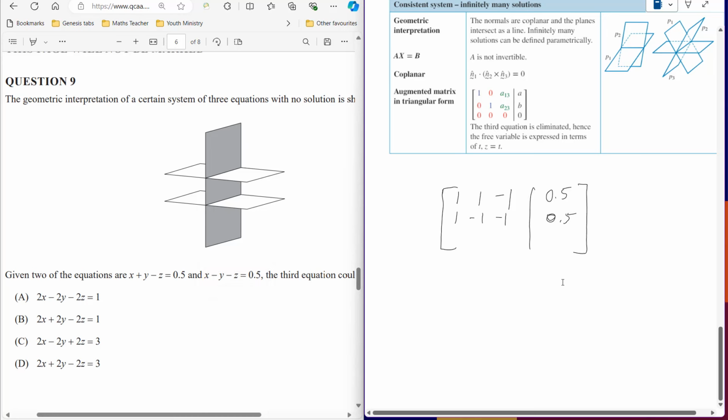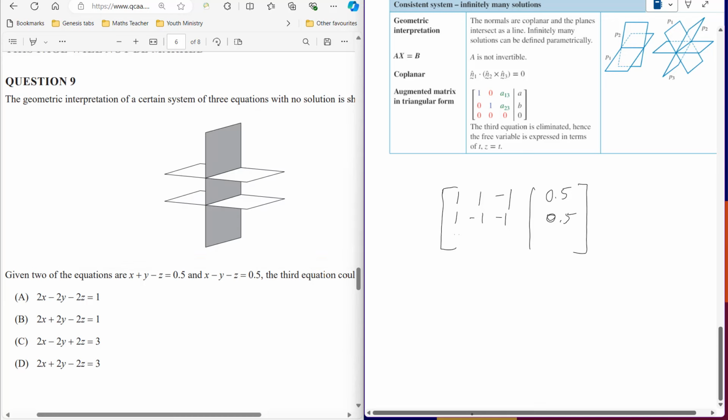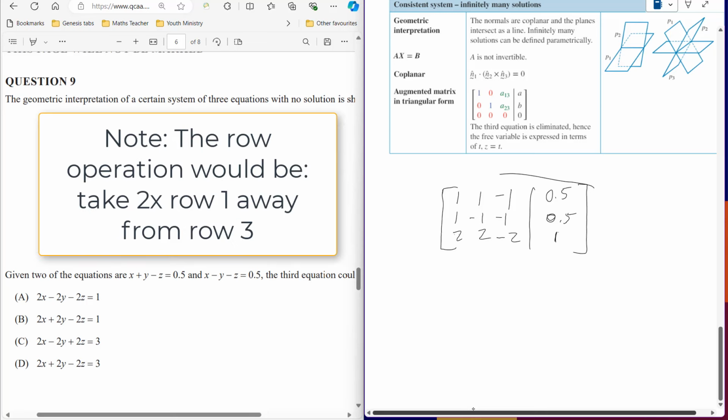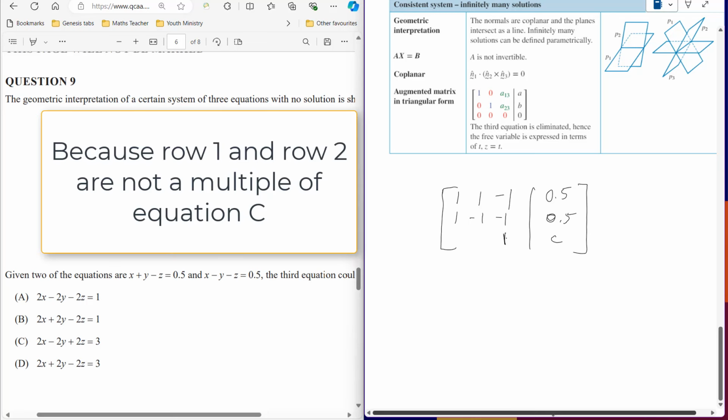And so if we use the equation from A, this is a multiple of this. So if we use Gaussian elimination, we'll end up with all zeros on the bottom, and that would be infinite solutions. The same thing with equation B. If we substitute equation B into the matrix and use Gaussian elimination, equation 1 would eliminate B, so we'd have all zeros. So A and B are both infinite solutions. If we use C, using Gaussian elimination, we're going to end up with some 1 and a constant. And so that will be a unique solution.